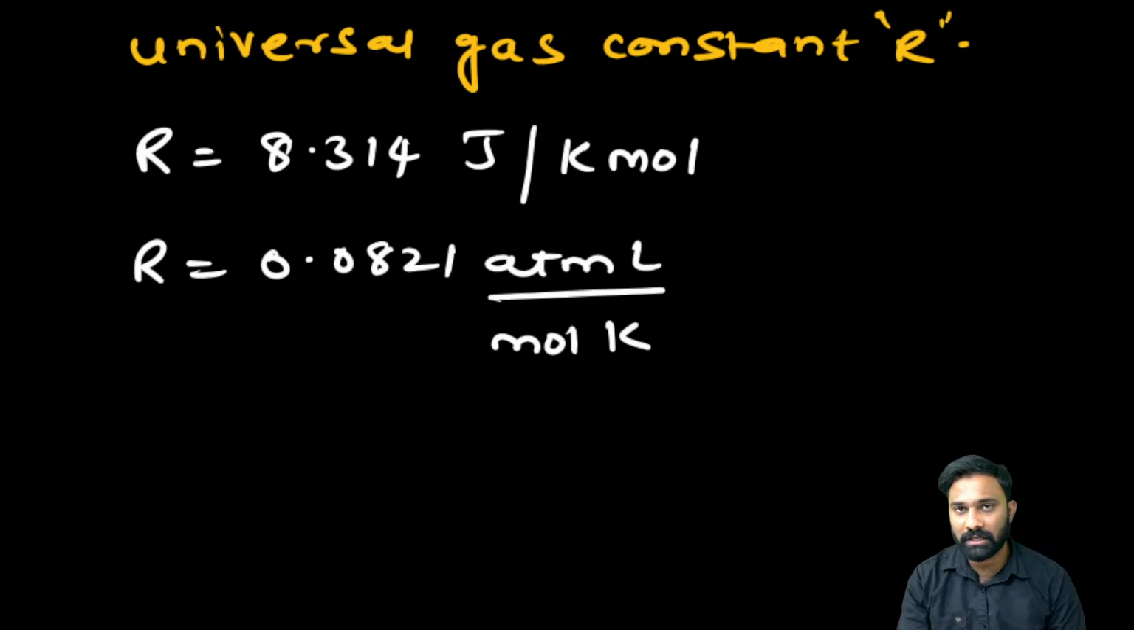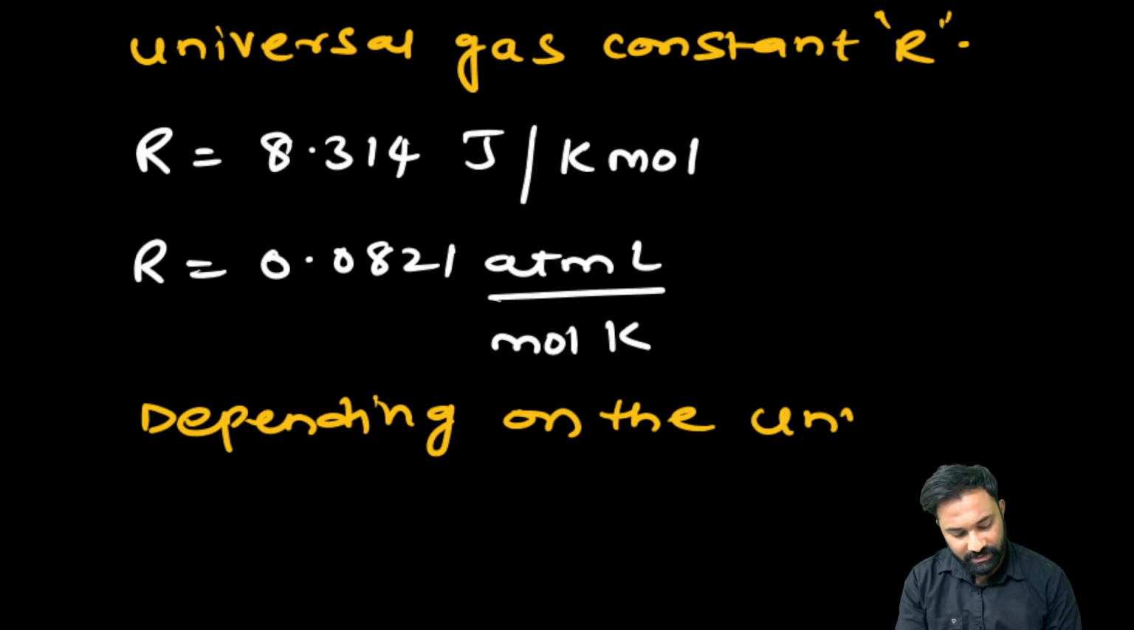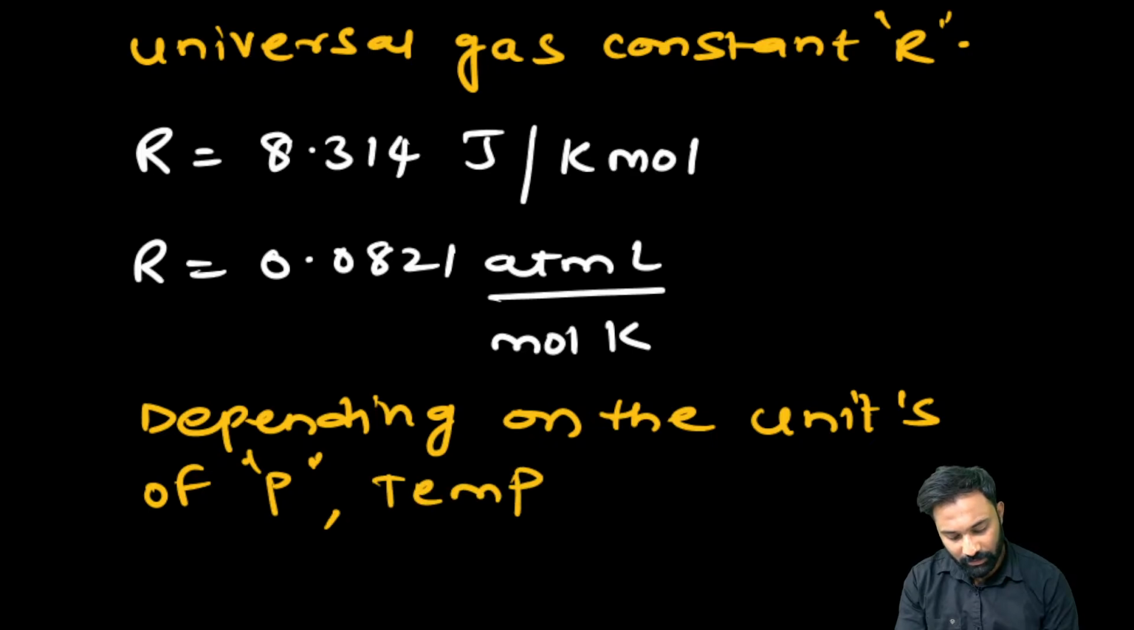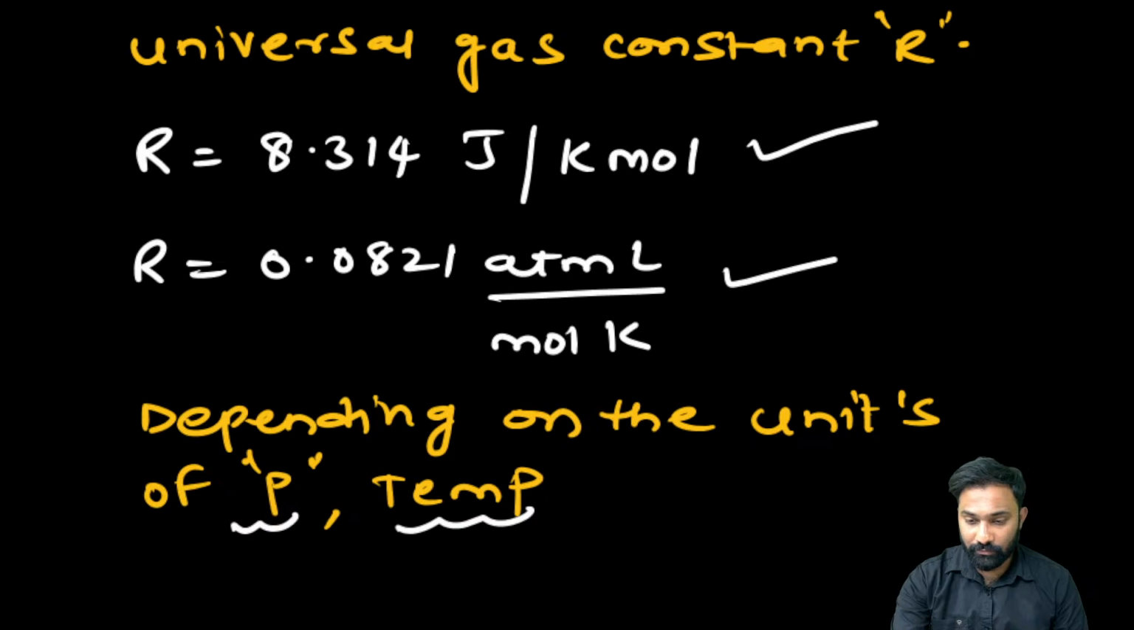If they have not given it, then depending upon the pressure and temperature units, you should use the R value. Depending upon the pressure and temperature units, you have to use which one? The R value, whether 8.314 or 0.0821. Clear? Done? Now next one.